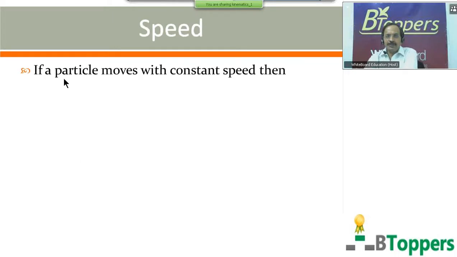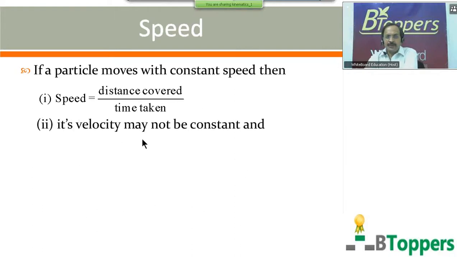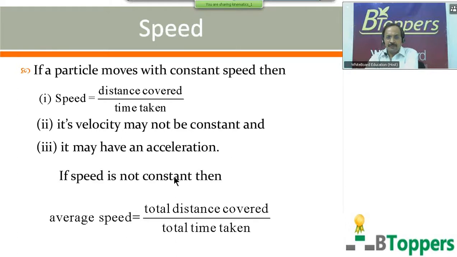Next, coming to speed. If a particle moves with constant speed, then speed is equal to distance covered divided by time taken. Its velocity may not be constant and it may have an acceleration. If speed is not constant, then average speed is equal to total distance covered divided by total time taken.